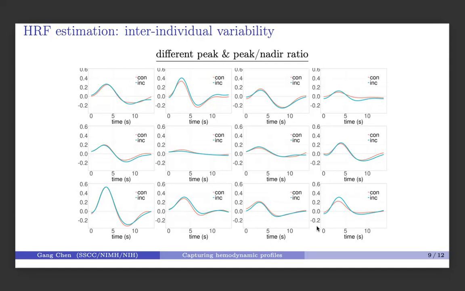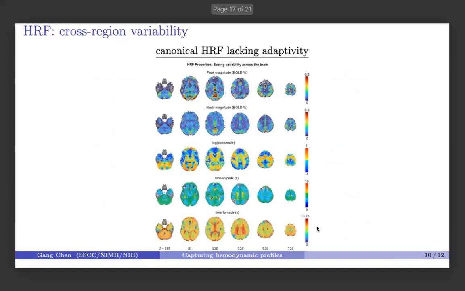So that's inter-individual variability. This is cross-region variability. So here we show 5 different hemodynamic response features. The first one is the overall peak magnitude. You can see, of course, globally across different brain regions, the magnitude is different. Well, that's understandable. But the second row shows the depth of the undershoot. So it also varies quite substantially across brain regions.